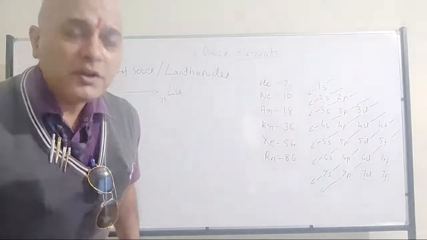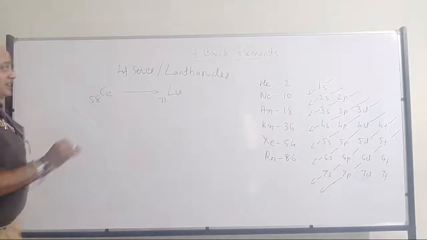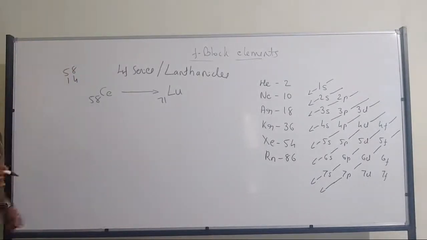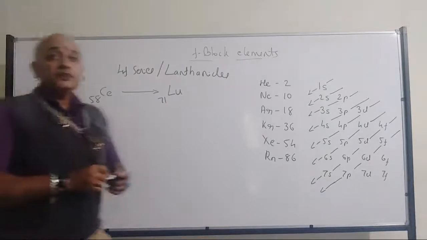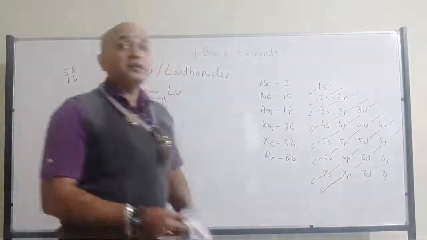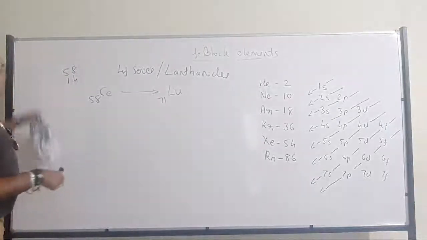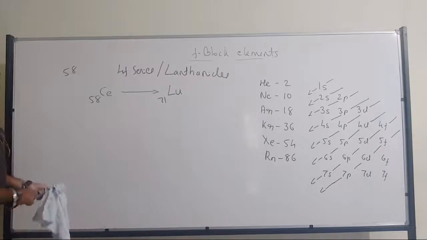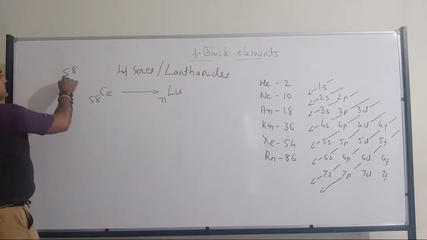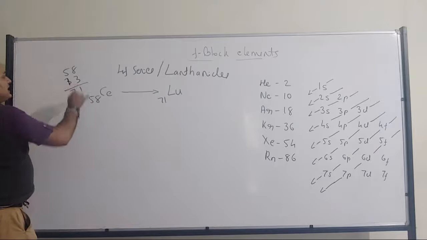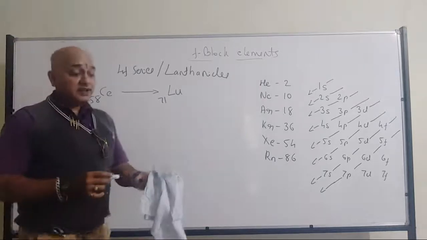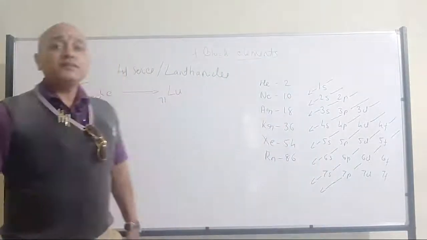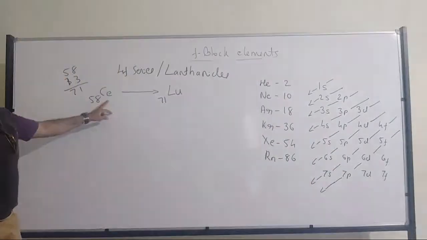No, Purnima, it should not be 72. The mistake you have made is that you have simply added 40 to 58, and that's why you are getting 72. But you should not add 40 to 58, because 58 is itself one of the elements which belongs to the 4F series. Other than that, it should be 13 elements. So it should be 71 because cerium itself is one of the F block elements.